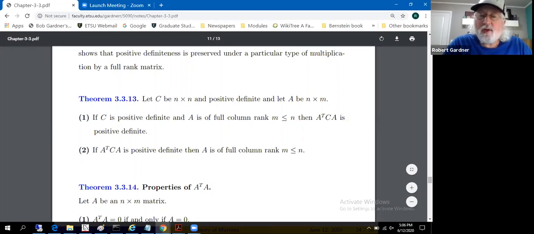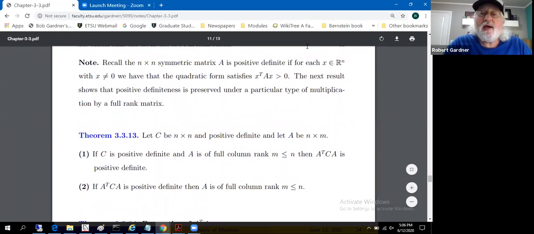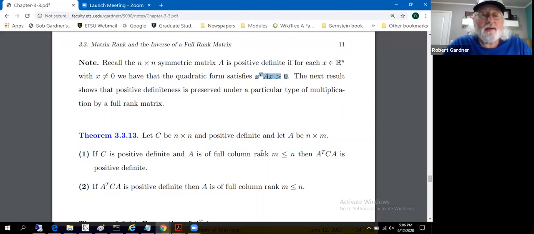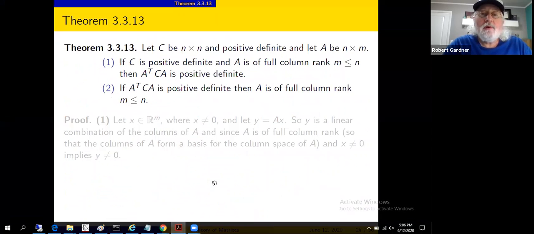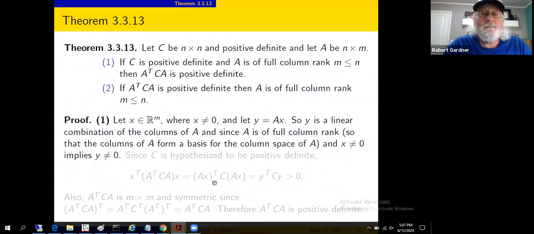Now that's going to require this type of condition here. So this is what positive definite means. So we're making a claim in part 1 of positive definite. Okay, let's go through part 1. So we need to take ourselves a vector of appropriate dimensions, x in Rm, non-zero, and let y be A times x. Okay, so we're going to make that substitution.